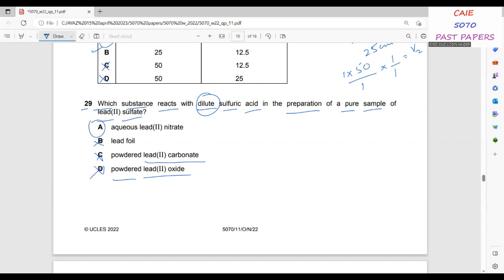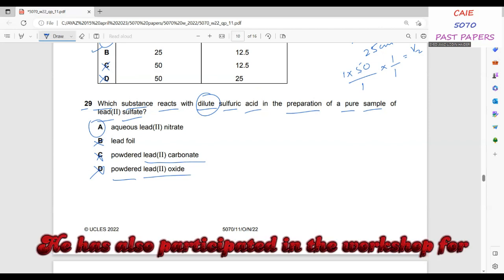So A is the right choice because aqueous lead-2 nitrate is soluble. You react this soluble salt with dilute acid, and you will get lead-2 sulfate.